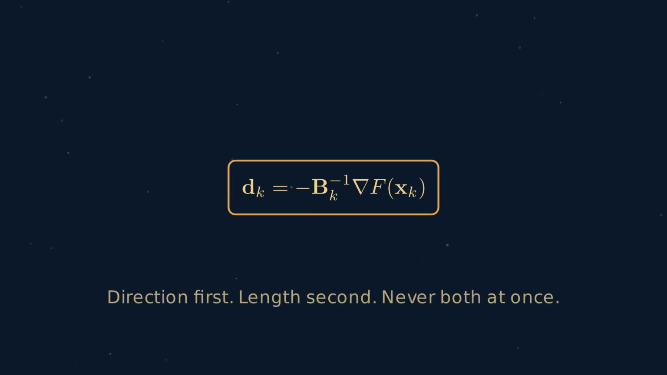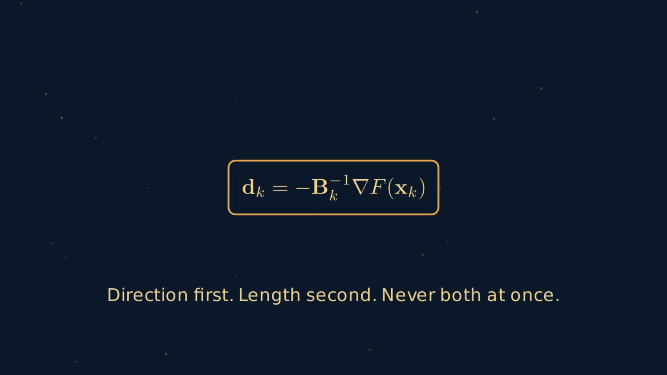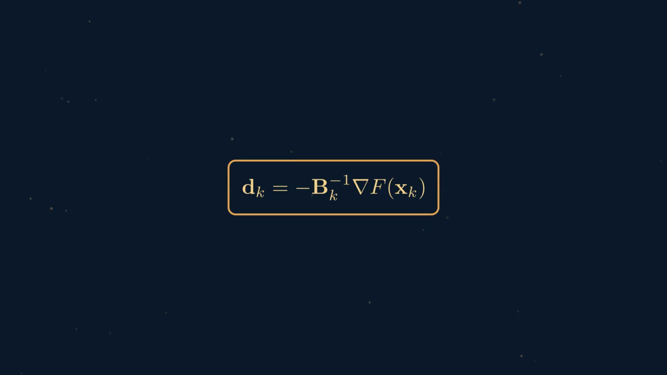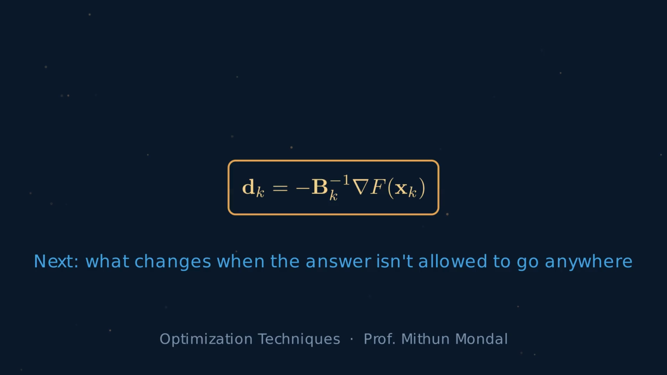And one habit that will save you in every exam question and every debugging session: settle the direction first, the distance second. The direction names the method. Mixing the two is where the confusion comes from. Everything so far assumed you could step anywhere you liked. Next time we add constraints, walls in the landscape, and watch the whole optimality story get rewritten. See you there.